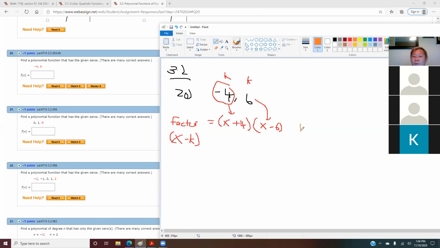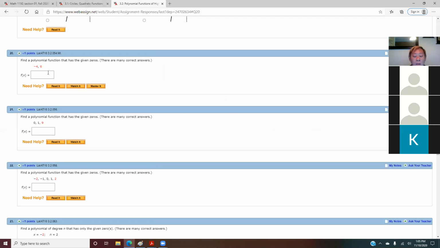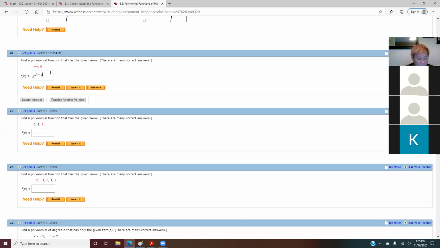And then after that, you have to FOIL it out. So this will give me x squared minus 2x minus 24. So this is how we do this question. This is the answer that they're looking for, not this one. So you have to actually FOIL it out. So this will be x squared minus 2x plus 20, minus 20. Oops.